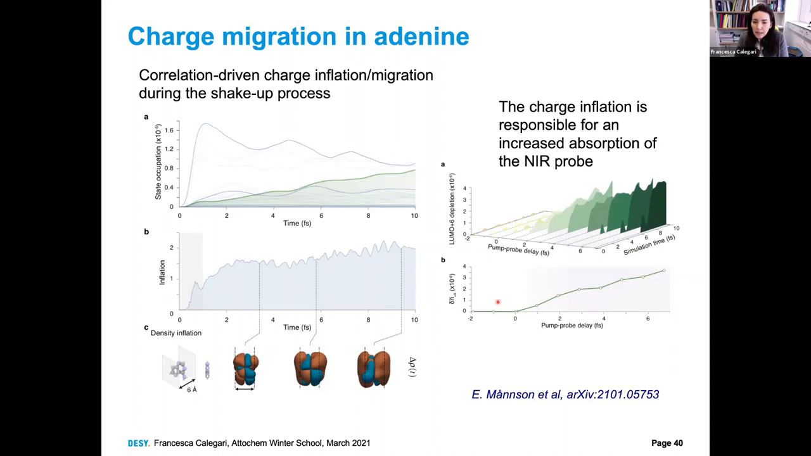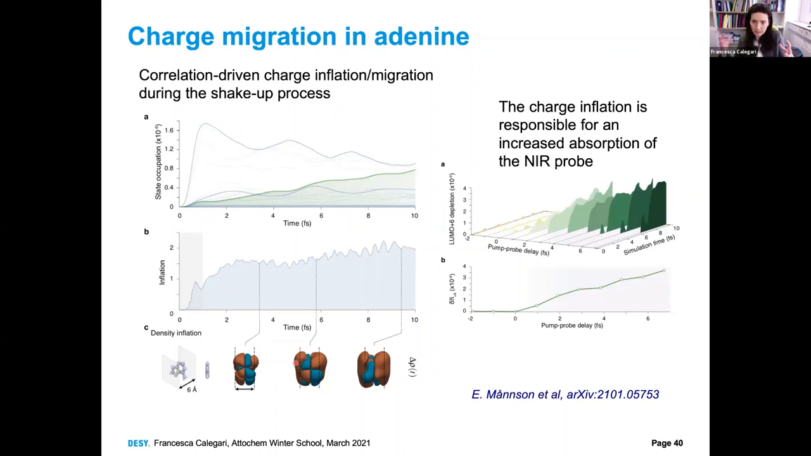Via the theory, we have been able also to see that during this shake-up process, which indeed takes a few femtoseconds to occur, we can observe a charge inflation mechanism, or charge migration towards the outside of the molecule. And we have seen that if we calculate the absorption of the IR probe pulse as a function of the time delay between the two pulses, it is shown as a depletion of this inner valence state, the valence state that is populated via the shake-up process. You can see that the depletion of this state is actually starting about 2 femtoseconds after zero time delay, because we can more efficiently absorb the IR probe pulse only when the charge starts to inflate.